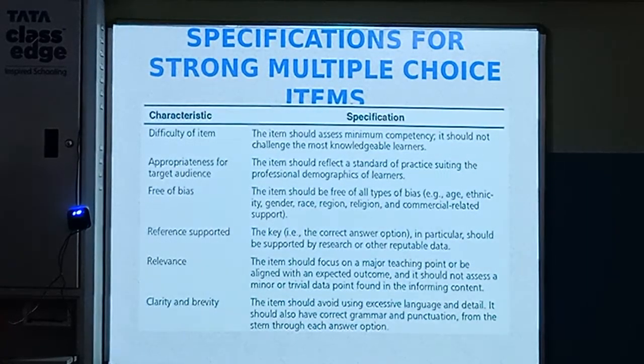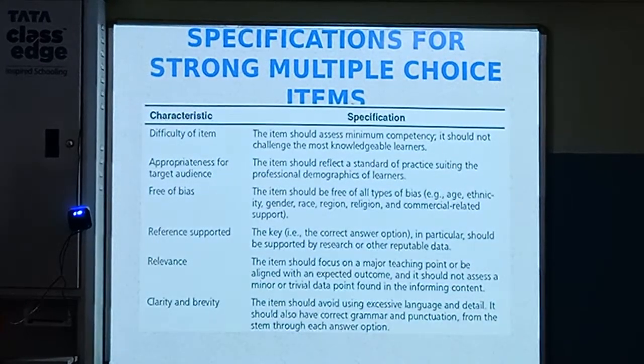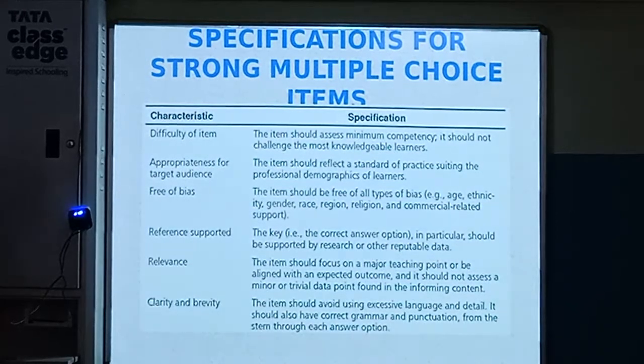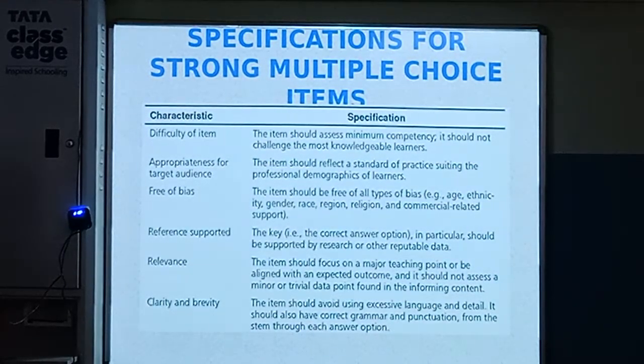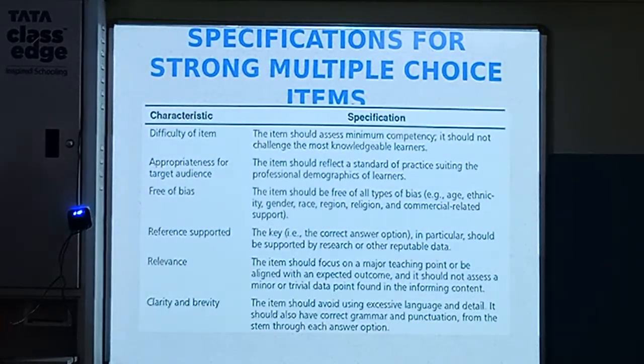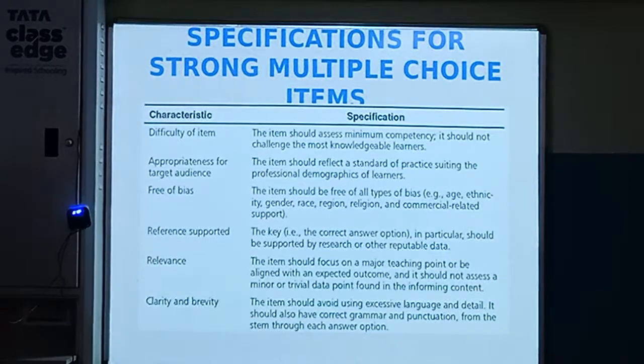Or for example, when we buy a bulb from the market, certain specifications are given there, like the power of that bulb and the voltage at which it operates. So there are certain specifications which determine whether we are able to construct strong multiple choice questions or not. These are the specifications. First is the difficulty level of the item. As I told you, whenever we are developing multiple choice questions, always remember we cannot give very difficult questions to the students.